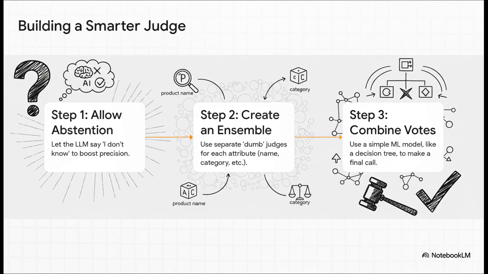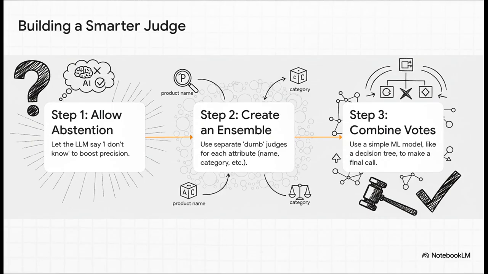So how do you actually do that? Well, it's a pretty cool 3-step process. First, you give the LLM an out. You literally let it say, you know what, I don't know, or I'm not confident if the call is too tough. Just that one simple change massively boosts the precision of the answers it does give you.